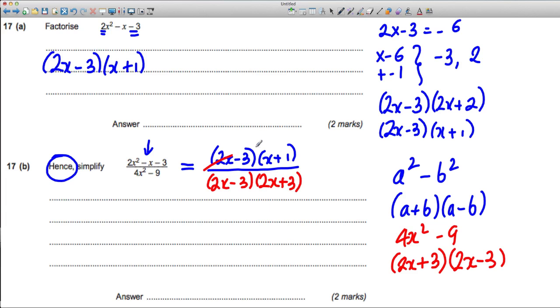Now look what happens. That cancels off top and bottom because it's multiplying on top and bottom, and we would get x plus 1 over 2x plus 3. A difficult question, but we've got ourselves 2 marks here and 2 marks here.